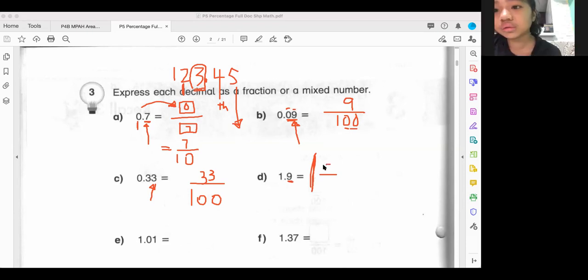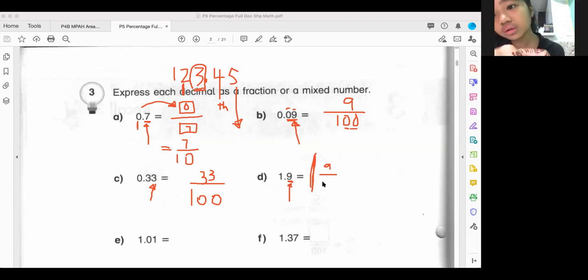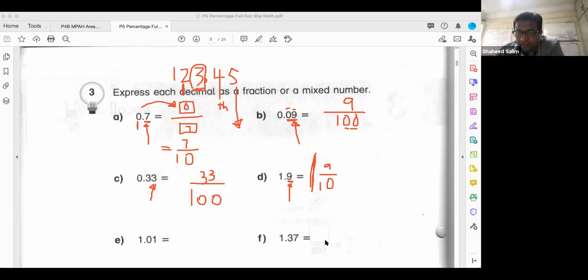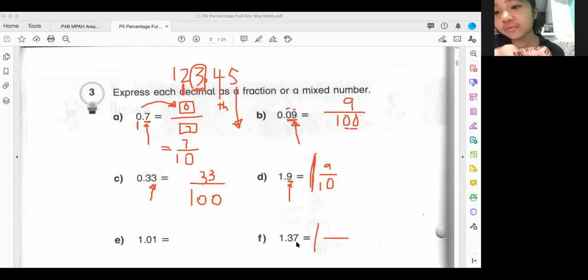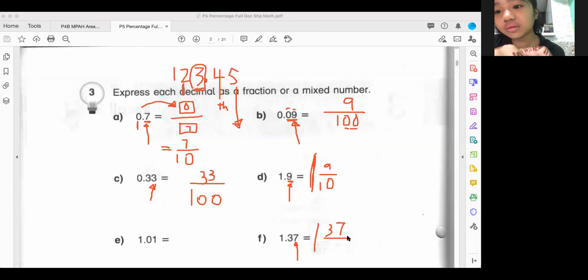9. What's the number? What number do we put below? What position is this? 10. Good. What number do we write here? 1. What number do we write on top? 37. Good. What is the position of the last one? 100. Good.